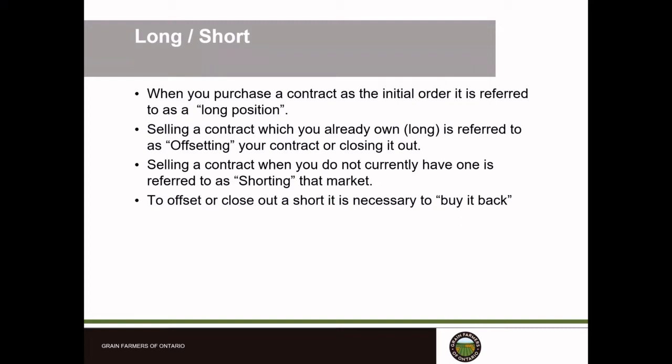Okay? So when you're buying a position first, you're going long that market. If you're selling the position first, you are shorting that market. So selling a contract when you don't currently have one is referred to as shorting, but to offset that short, you have to buy it back. Now I know it's a mouthful and it gets confusing, but keep that in mind. If your first order is buying it, you're long. If your first order is selling it, you're short.